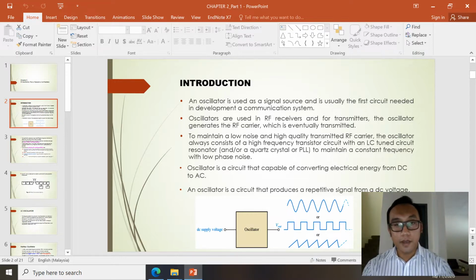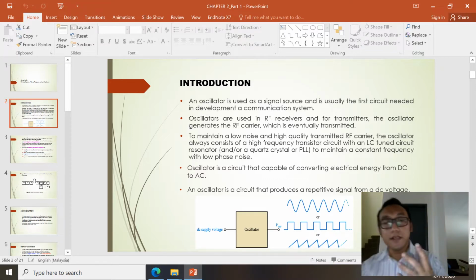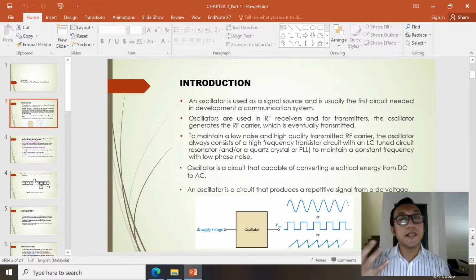Why do we use the carrier? The carrier is very important for data transmission. Data is like people. Carrier is like a car. When we want to travel from one point to another point, for example, from here to UTM, we need to use a car. We are the data. The car is the carrier. So the oscillator is used to build a car, or to build a carrier.